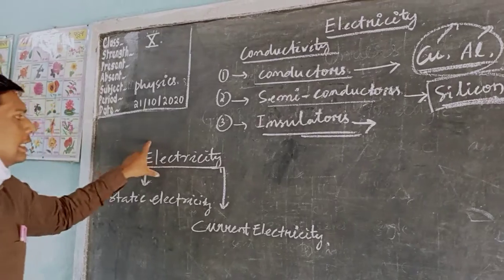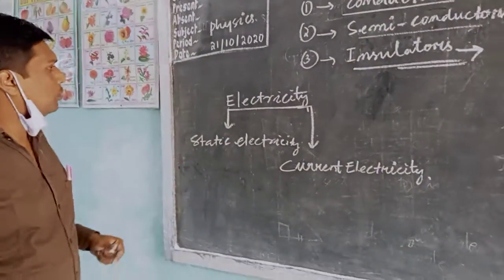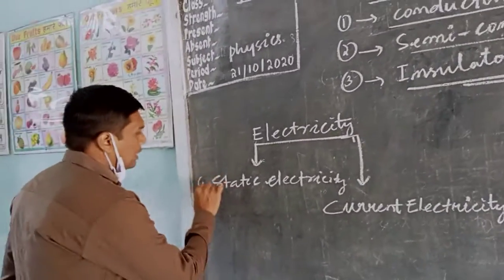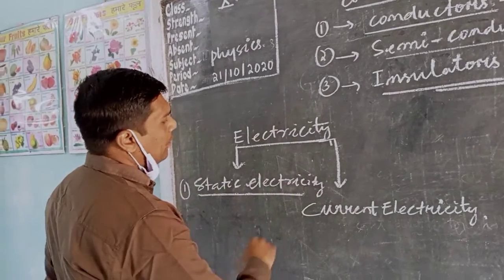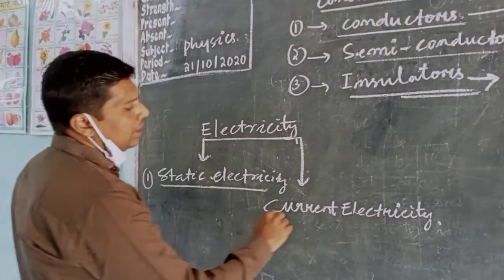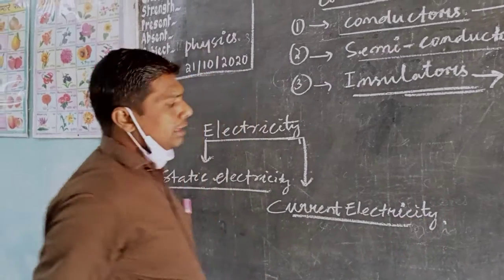And electricity is divided into two types. One is known as static electricity, another is known as current electricity.